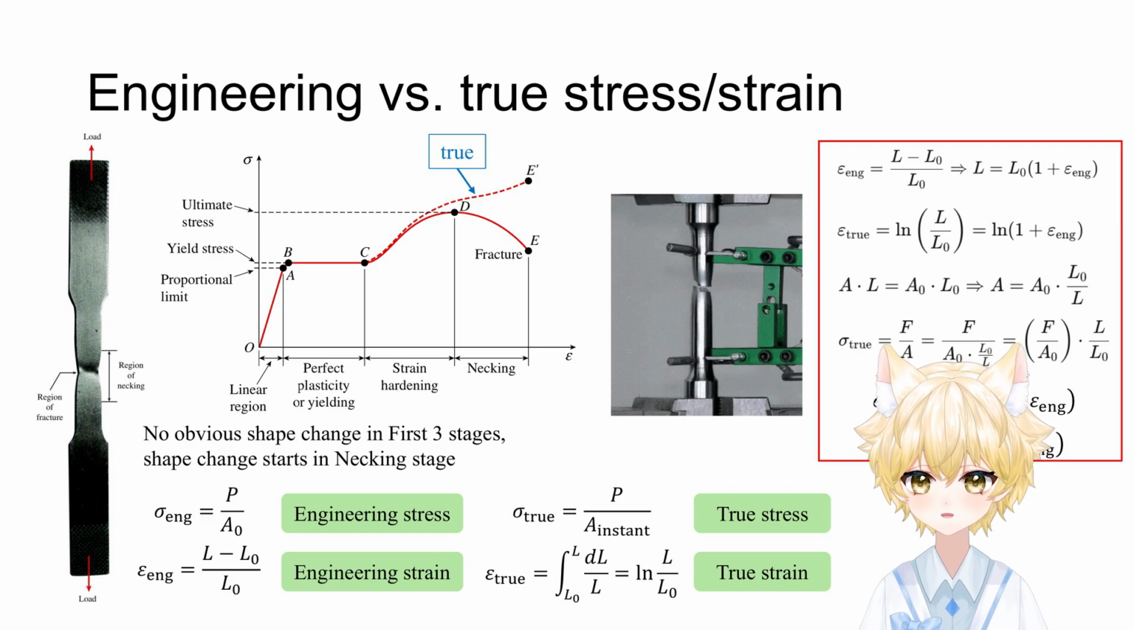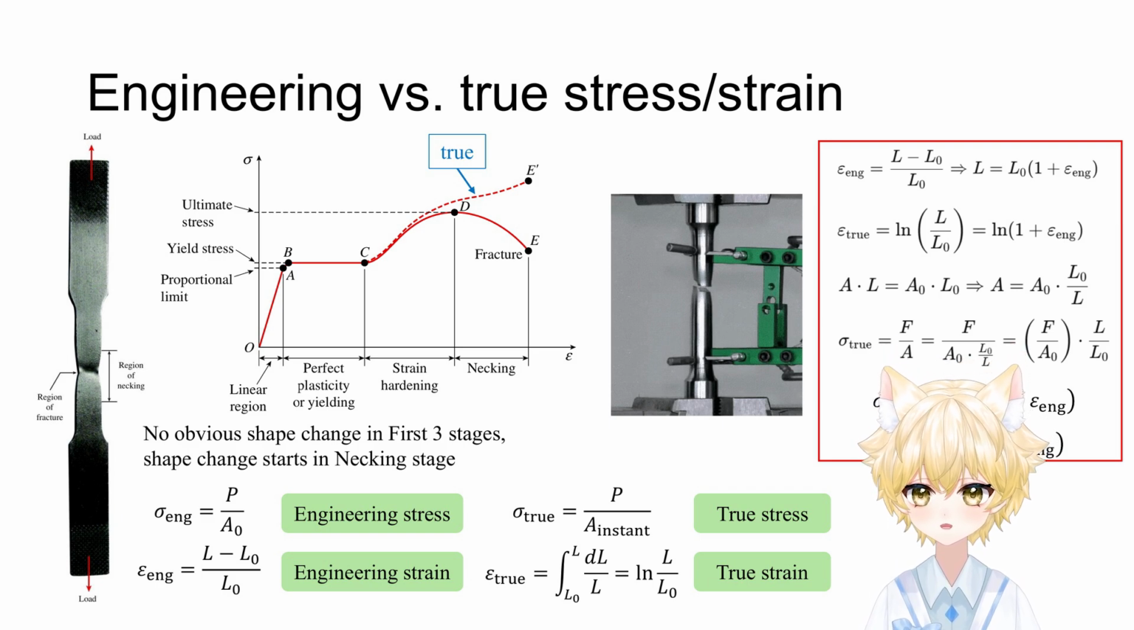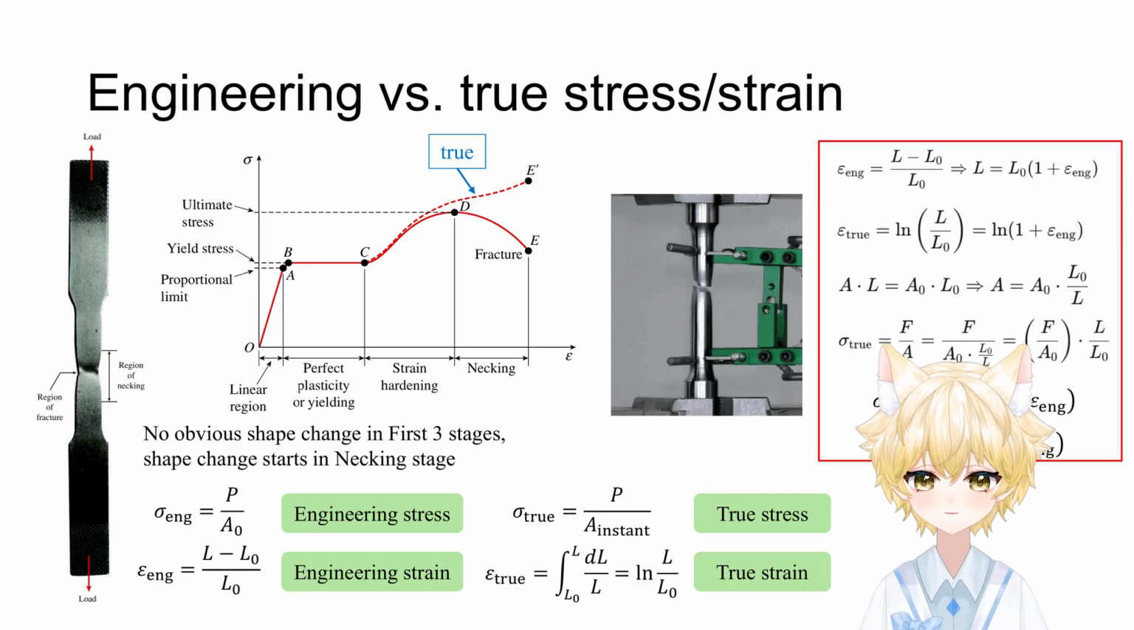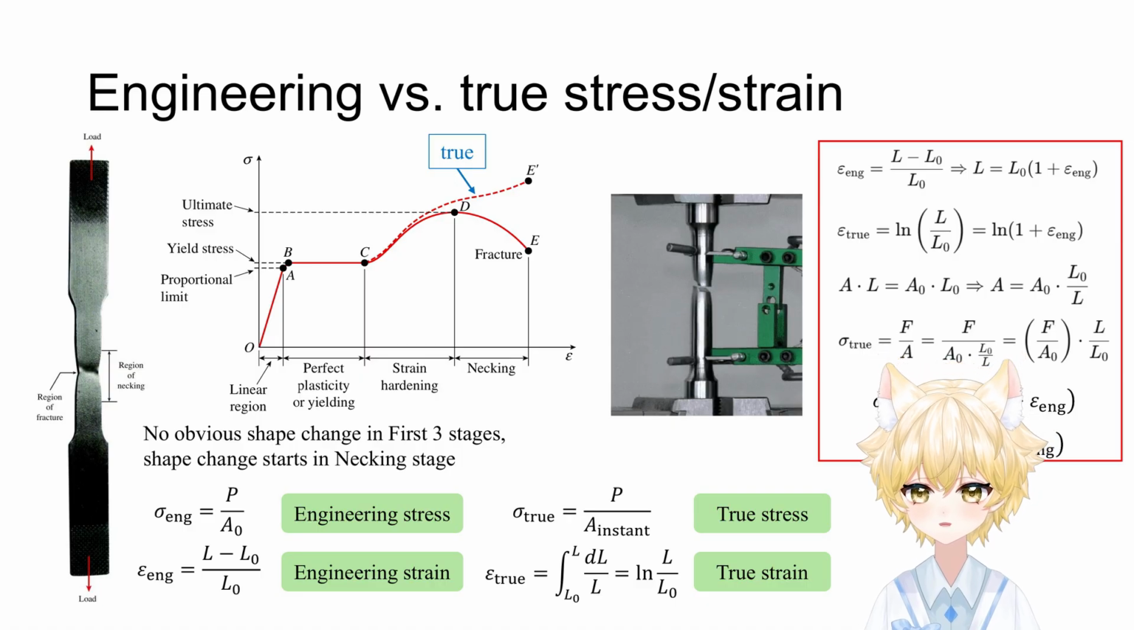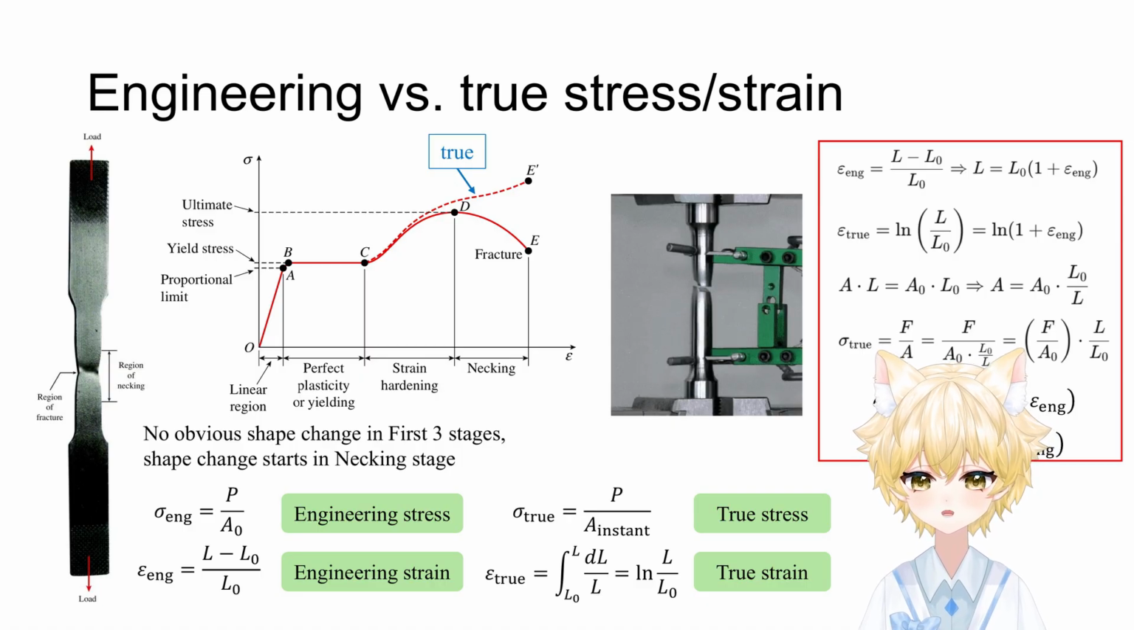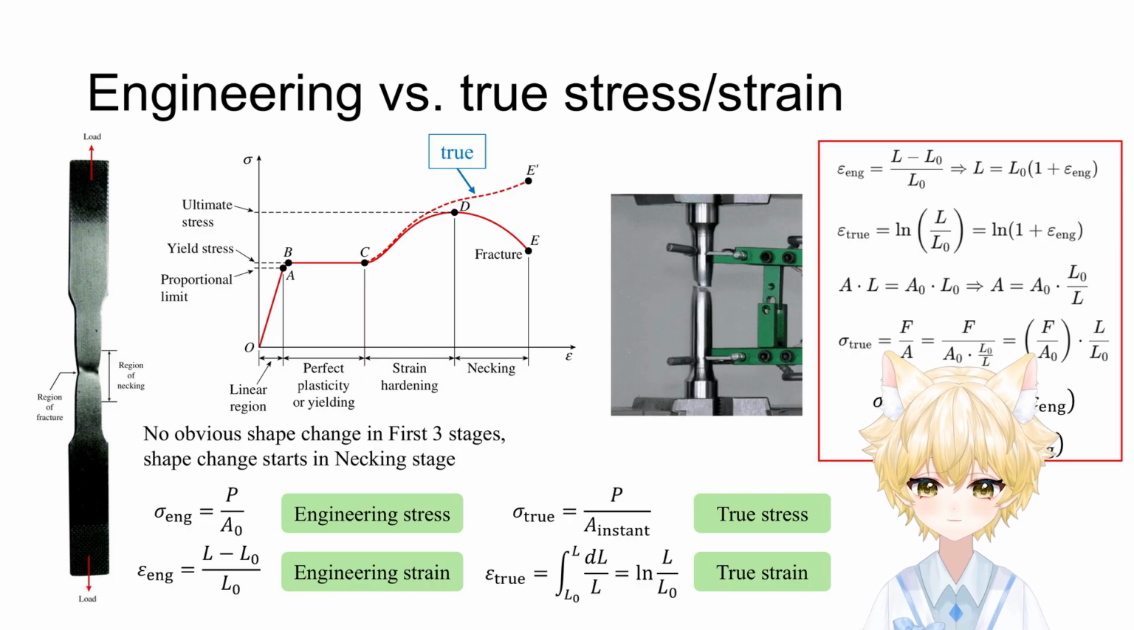The key idea is very simple. Engineering stress and strain use initial geometry. True stress and strain use current geometry. Before necking, the difference between engineering and true measures is very small, but after necking begins, the difference becomes significant. That is why, if we want to study plastic flow, strain hardening, or perform large deformation modeling, true stress and true strain are much more meaningful.